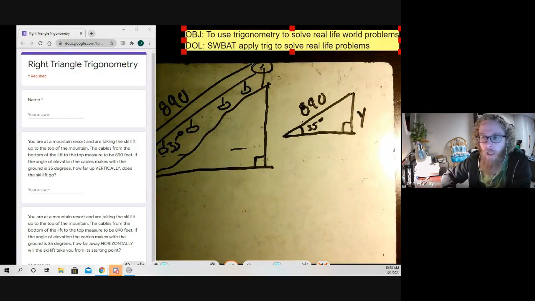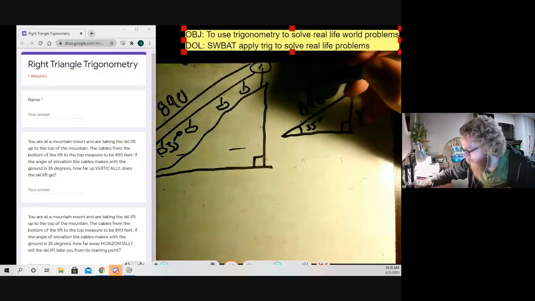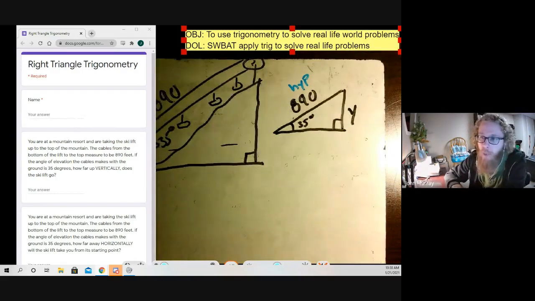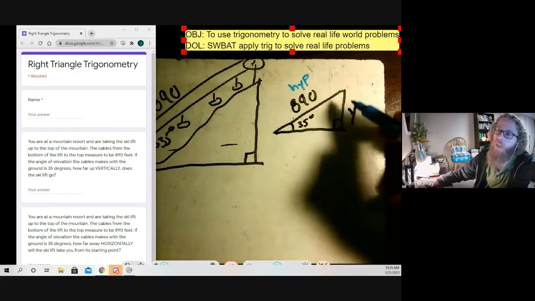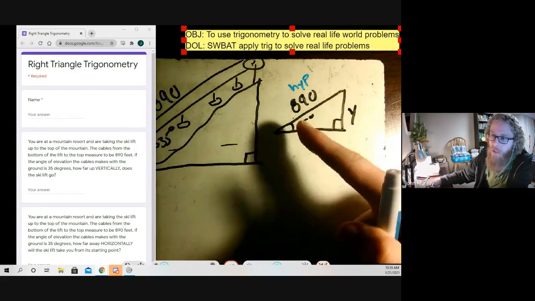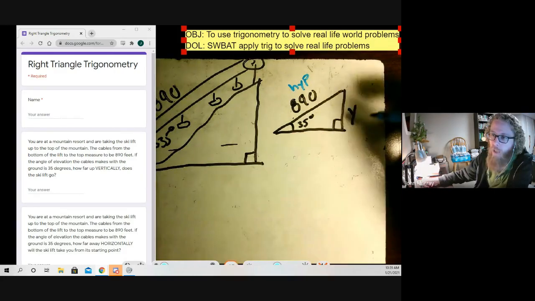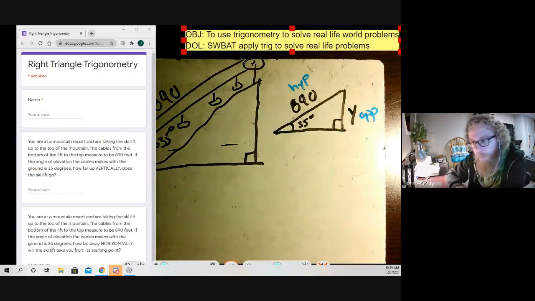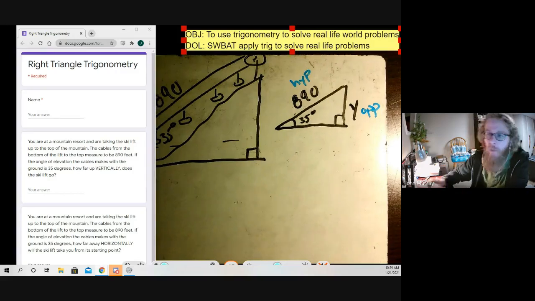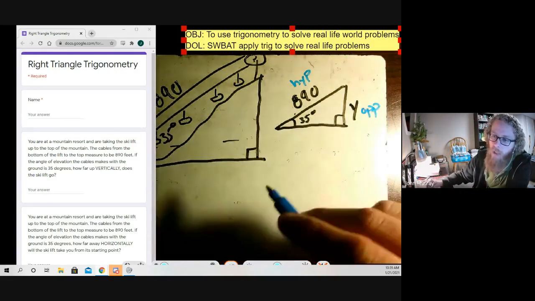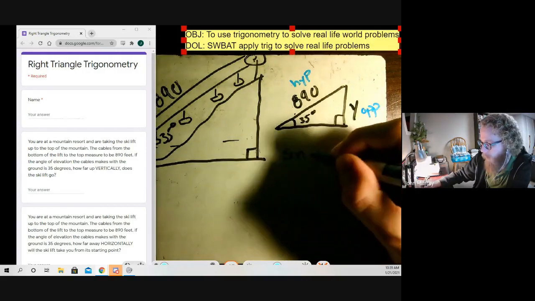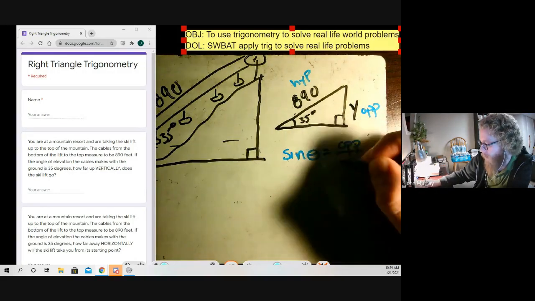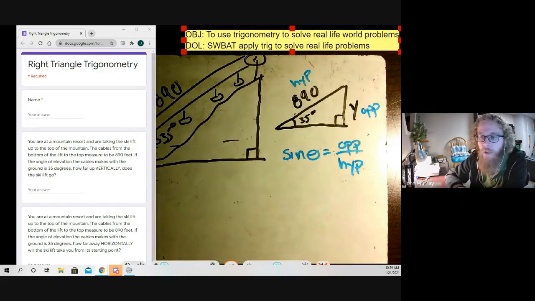So before we do anything, we have to determine which trig function we're going to use, sine, cosine, or tangent. Well, like we said, the 890 they gave us was the hypotenuse. Now, if I'm looking for the vertical aspect of my triangle, with the 35 degrees being over here, I'm going to be looking for the opposite side. So I'm dealing with the hypotenuse and the opposite. So that tells me I am focused on sine. There's our function.